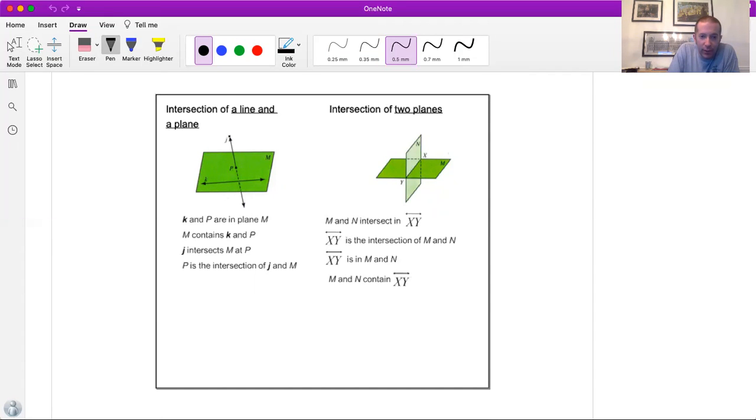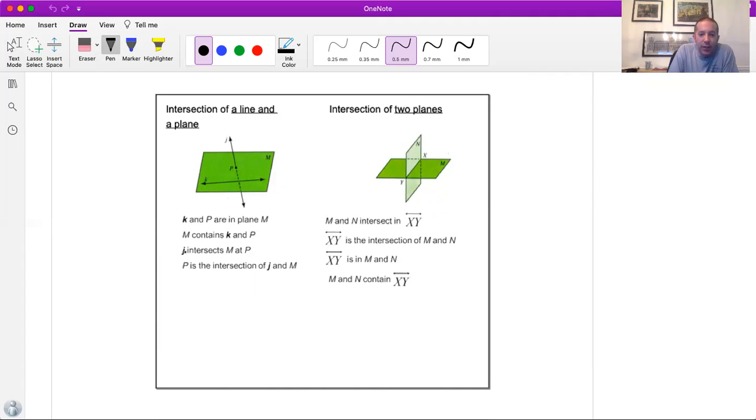And then here's another line that's going through that plane. It only hits it at the one point. So this is our first situation we talked about on the previous slide. And this is the second one where it hits it just at one point. And so here's a bunch of things you could say about that. I might say point P is the intersection of this line and that plane.